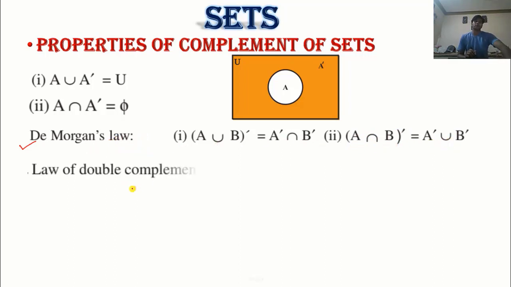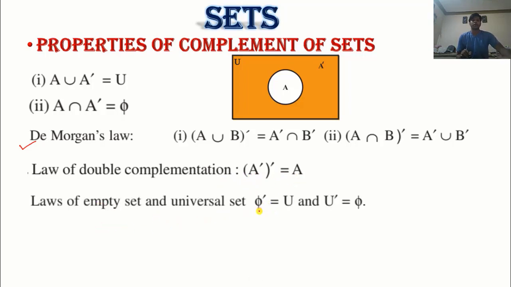Okay. Now the law of double complementation that we have earlier discussed. A dash whole dash is equal to A. Now see another thing, phi dash equals U and U dash equals phi. Okay. From this figure, U means this whole rectangle. U dash means outside U. It means this is the largest set. Outside U there will be nothing. As there will be nothing outside U, nothing will be there in the complement of U. So as nothing is there in the complement of U, the answer is phi.